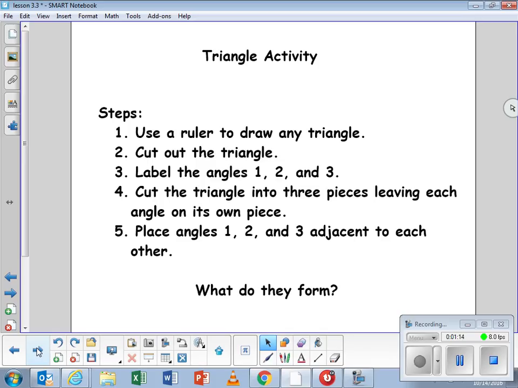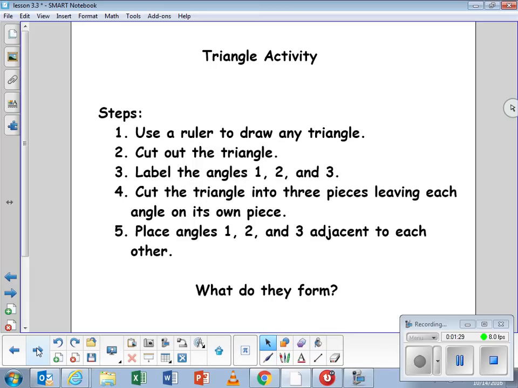Okay? Number the angles 1, 2, and 3. Put them right down in the corner so you don't lose track of what the angle is after we do the other things with it.